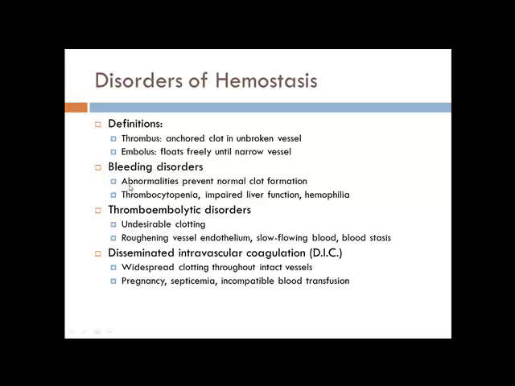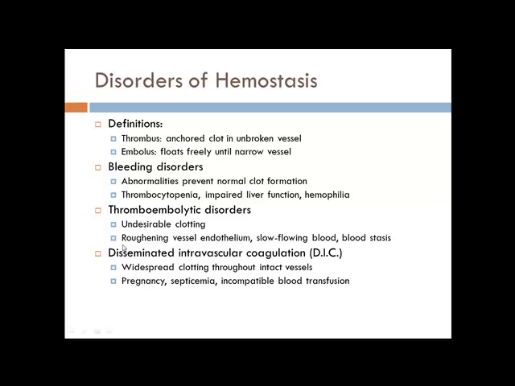Bleeding disorders. So what happens with bleeding disorders, you can have abnormalities that will prevent blood clot formation, such as thrombocytopenia, hemophilia, some sort of liver dysfunction. So what can happen, the gist of it is you don't make blood clots, you get an injury, you bleed, and you can bleed to death.